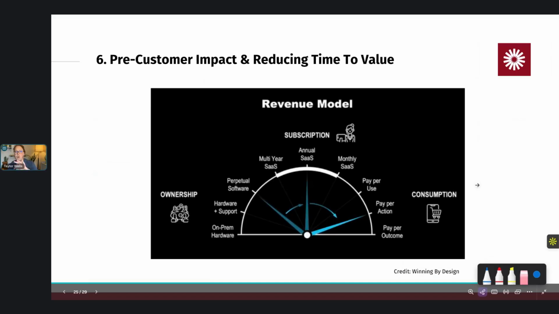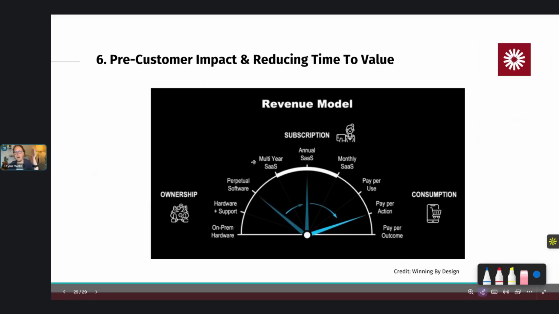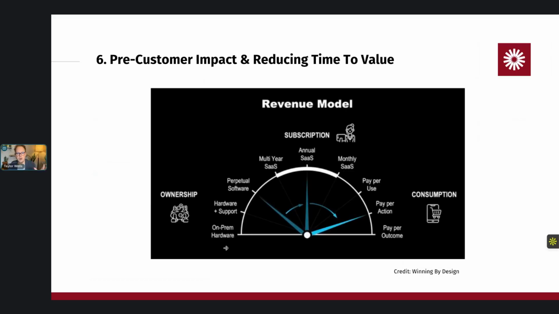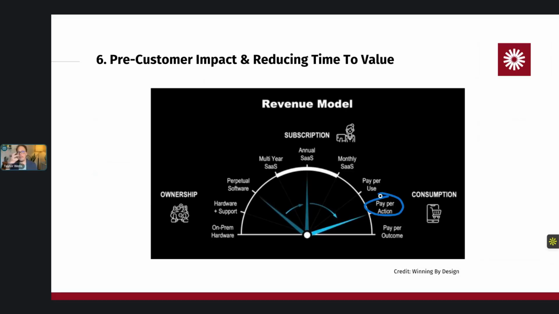And if you look at how revenue models are changing, it's really fascinating. Here's another graph by Winning by Design showing how revenue models have changed. They started with on-prem hardware, as technology has changed too, but revenue models have changed where we're now going towards pay per action, and eventually there'll be pay per outcome. That's where the whole service as a software model with AI agents comes in. Right now, especially with AI, we see a certain amount of credits, and a lot of models have gone to a credit model or a per-use model. We're going to get pay per action and eventually pay per outcome.